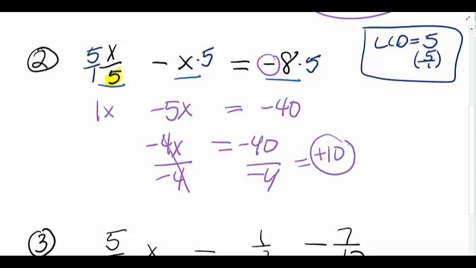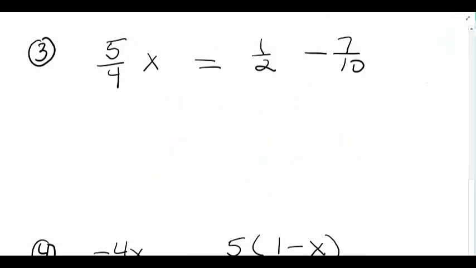Could I have done this a different way? Absolutely. Just remember that I'm trying to show you in this video how I can clear fractions if I am solving an equation with a fraction in it. Number 3, we have 5/4 x equals 1/2 minus 7/10. Yes, you could get common denominators to solve this, but I'm going to again do this by using the idea that because it's an equation, I can clear by using the LCD.